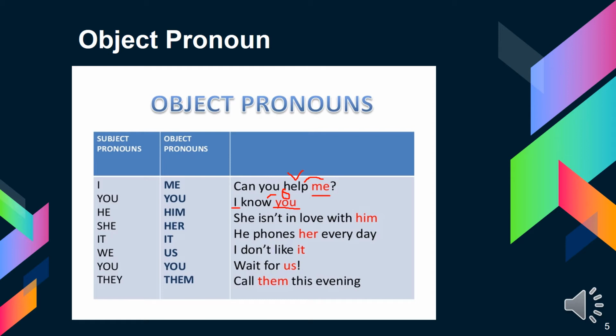Let's look at this one. Wait for us. Here, us is preceded by for. So what is for? It's a preposition. So object pronouns come after the verb or the preposition. Also after the preposition we use the object pronoun. I cannot say wait for we. No, it's wrong. Wait for us. So object pronouns appear after the verb or the preposition.